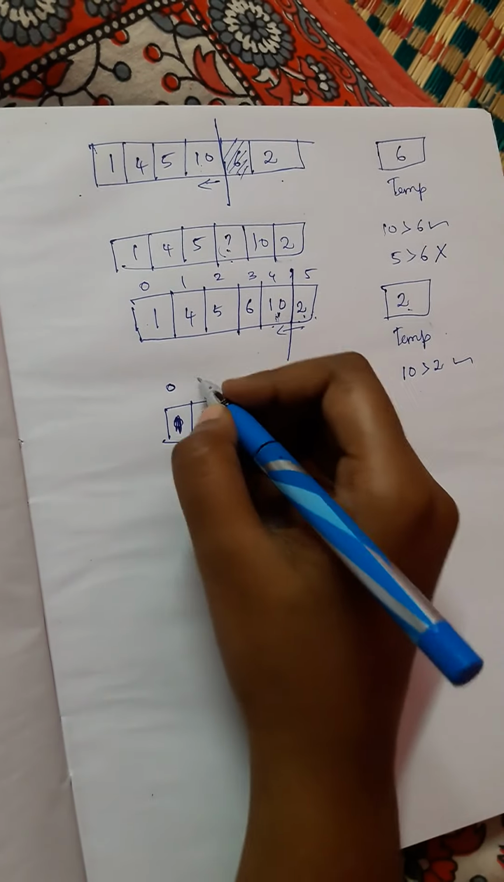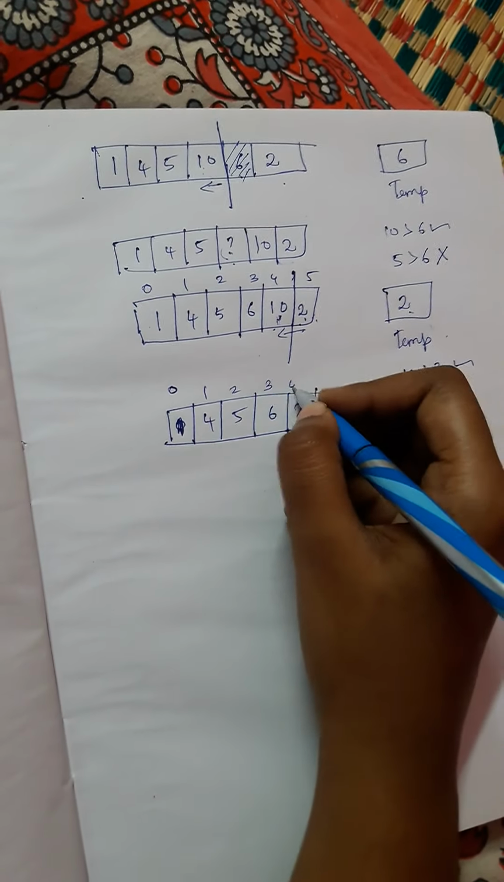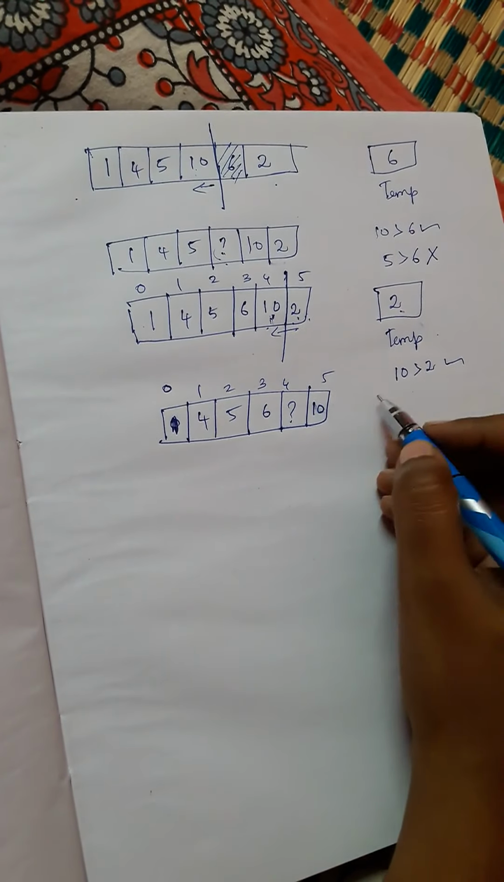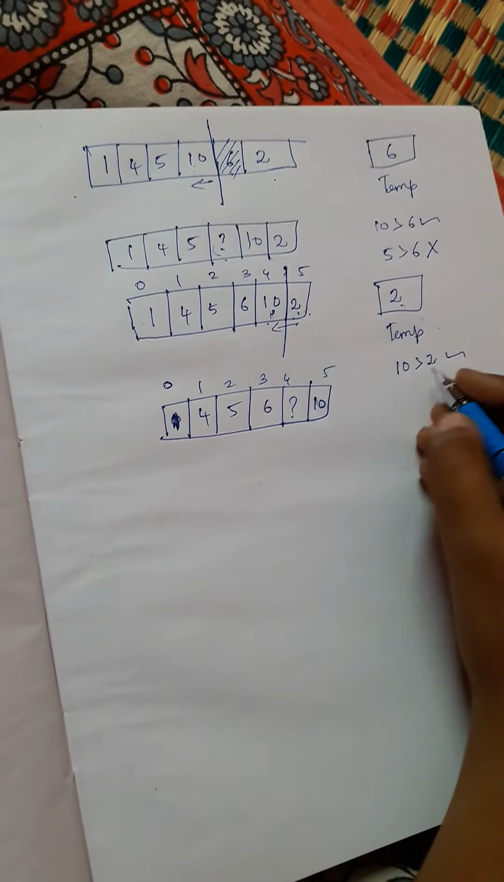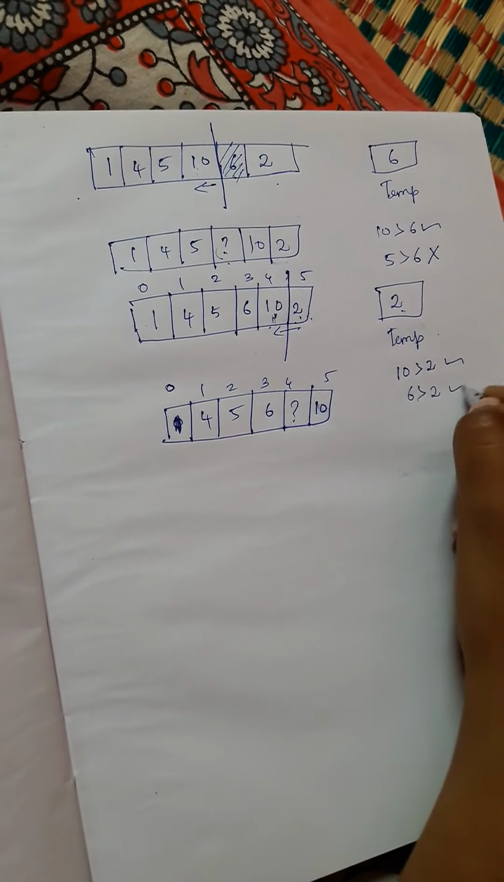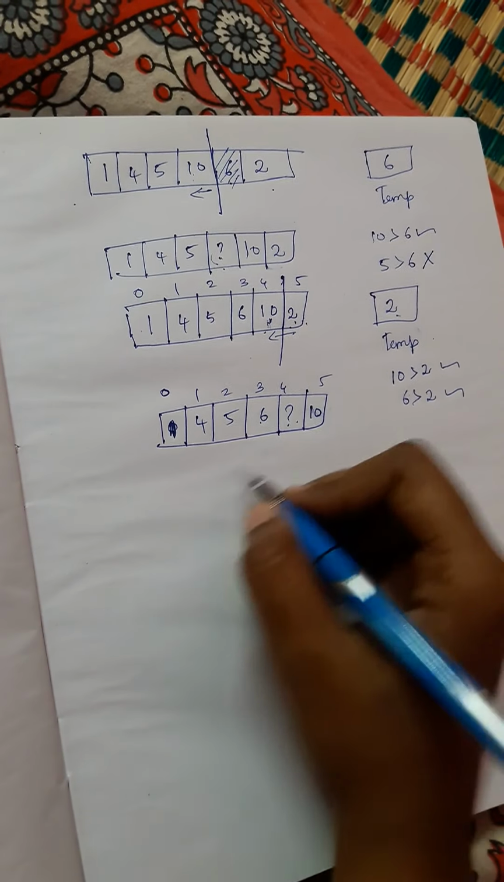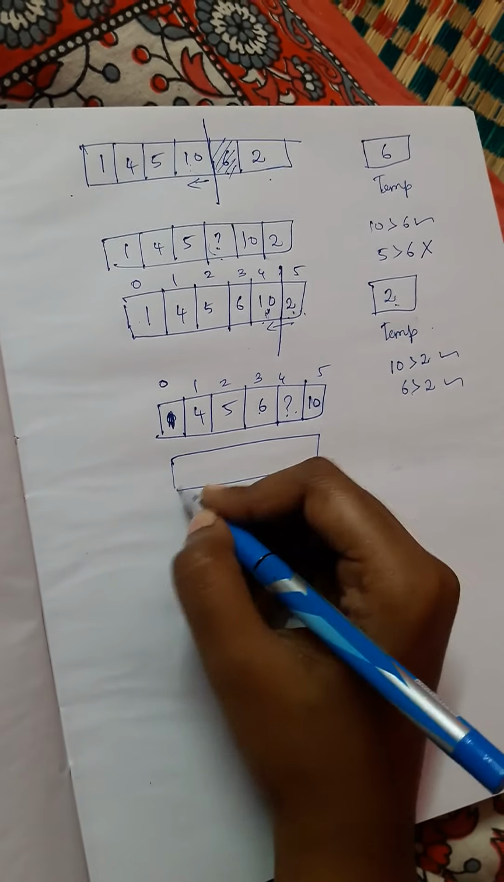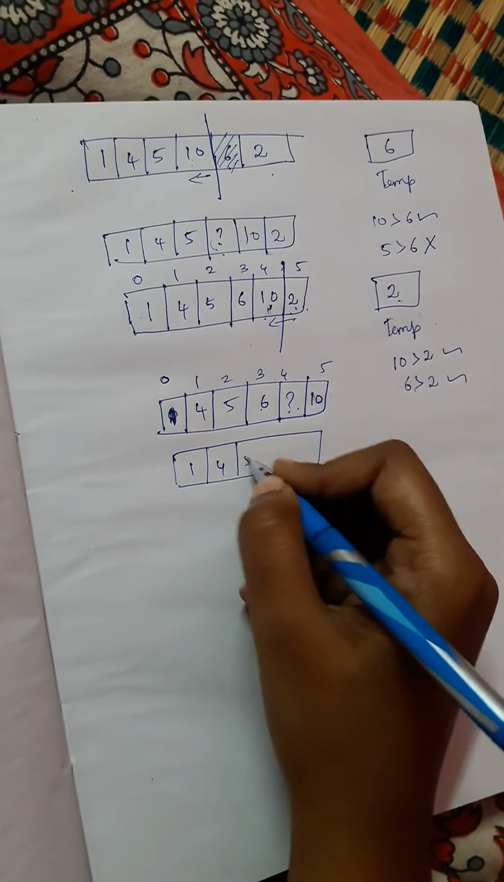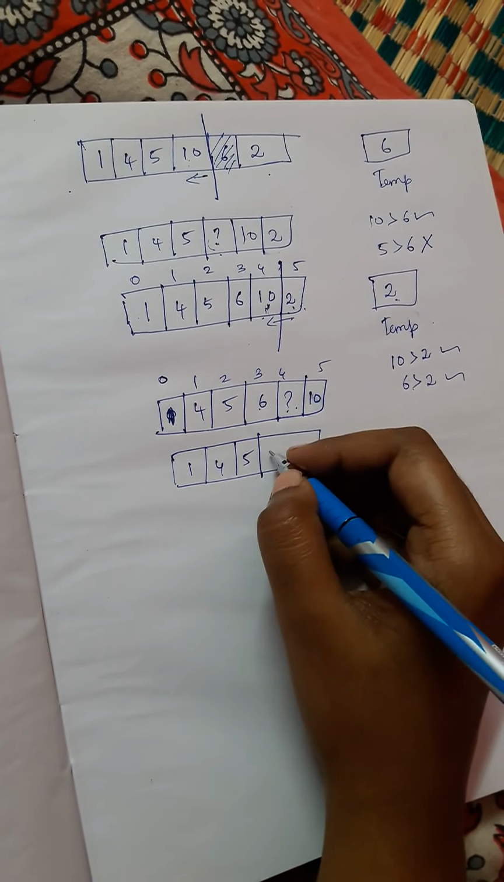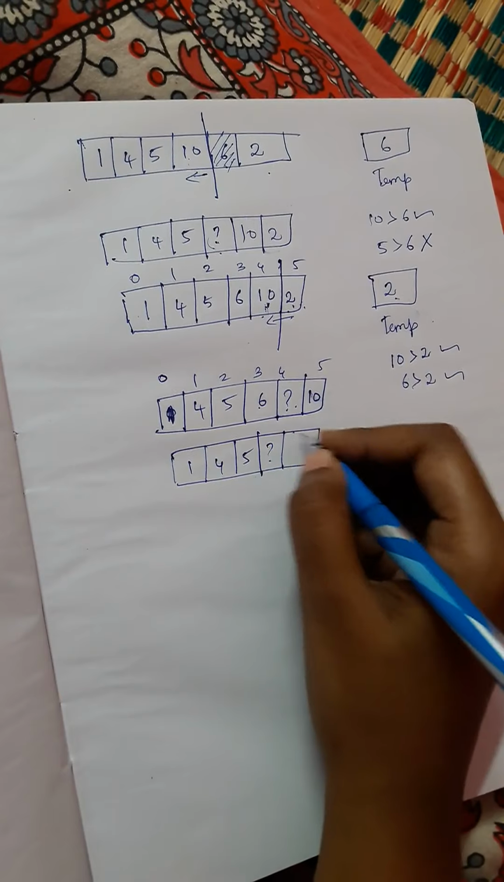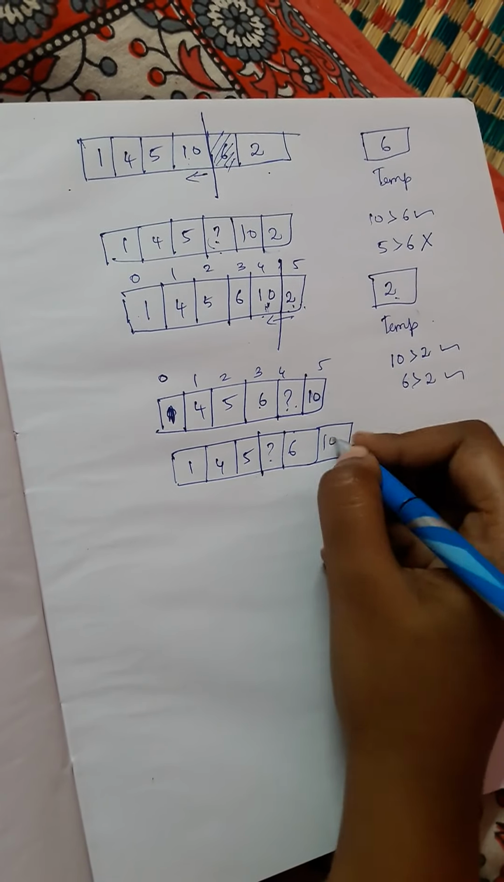Okay, so next I am going to compare 2 with 6. 6 greater than 2. Yes, this condition is true. Again 6 is going to be forwarded one step. 1, 4, 5, blank, 6 and 10.